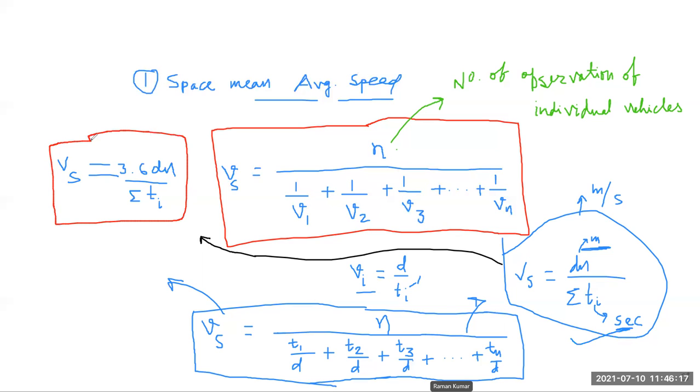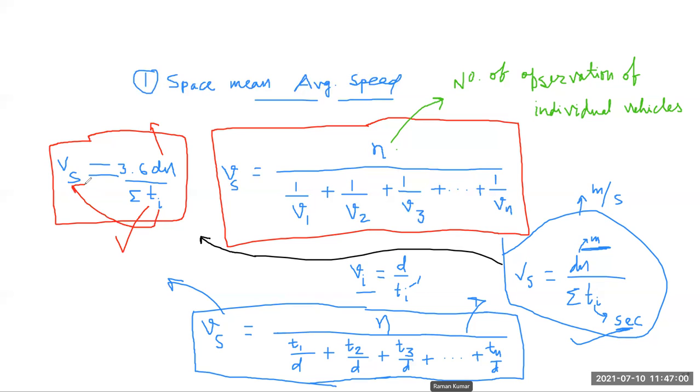So you must remember this formula also. Here Vs is the space mean speed, d is the distance or length of the road, n is the number of observations of individual vehicles, and t is the time interval. The average travel time of all the vehicles is obtained from the reciprocal of space mean speed. So if you want to calculate the average travel time of all the vehicles, you just invert this formula.